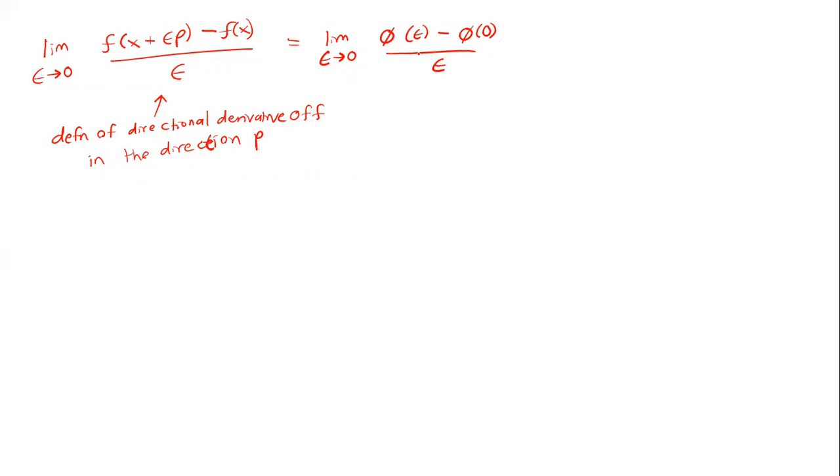And then we can look at this and say, hey, look at that. It's actually equal to phi prime of 0 if I use normal derivatives for a case where phi is a scalar valued function of a single variable epsilon. And then now we're going to need our chain rule.